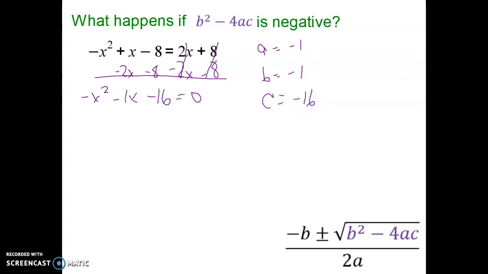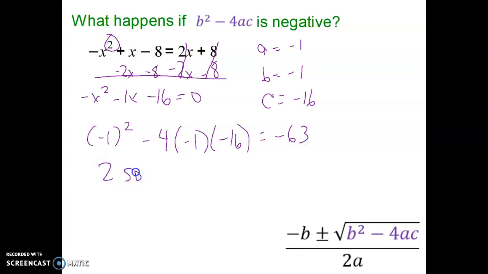Okay, let's substitute that into the discriminant. So I've got b squared minus 4 times A times C. Let me type that in my calculator. I'm going to have -1 in parentheses squared, being really careful with those parentheses. And I'm going to end up with -63. Okay, so the 2 tells me I have 2 solutions.